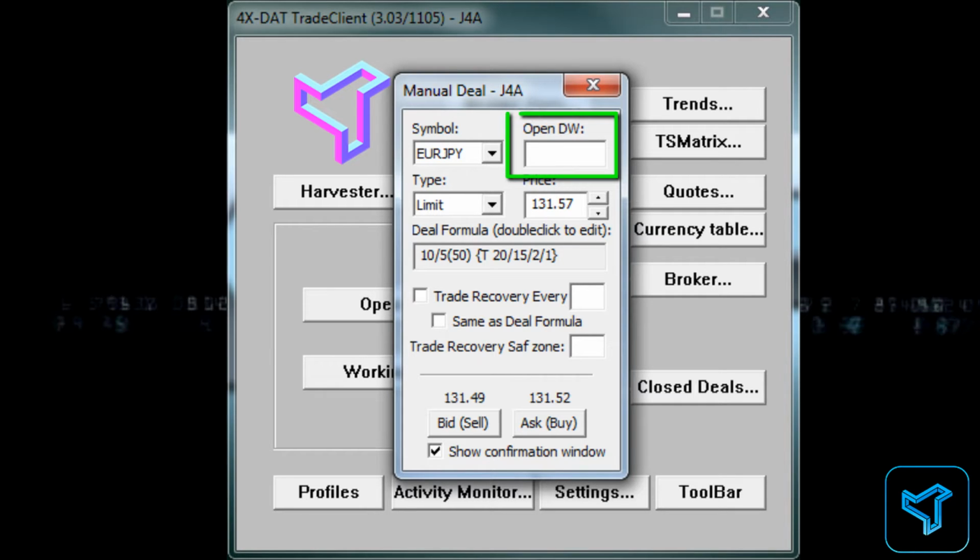At the top right corner of the Manual Deals window, we'll see a box called Open DW. Here, we can enter a number for a trade window that will track the open trade, so we can organize our trades and easily monitor what's happening with each trade. Let's just say we input a 5 here. Now we're finished with our manual deal, so we either select Bid, Sell, if we wish to short sell the pair, or Ask, Buy, if we wish to go long, and we execute our trade.